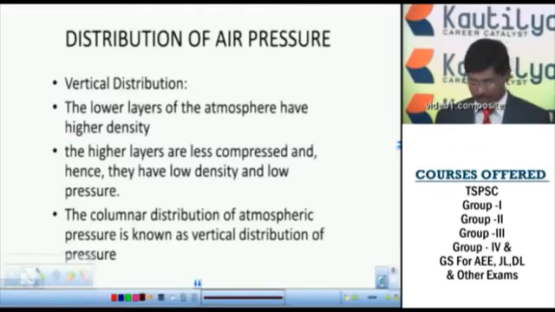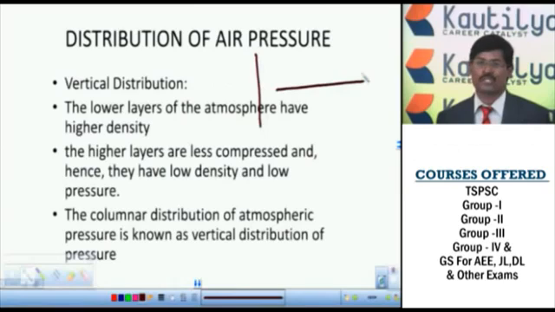Distribution of air pressure. We have two distributions of the air pressure: one is the vertical distribution and the other is the horizontal distribution. If you observe the vertical distribution of the air pressure, the lower levels of the atmosphere have very high density. So lower levels of the atmosphere have high density.